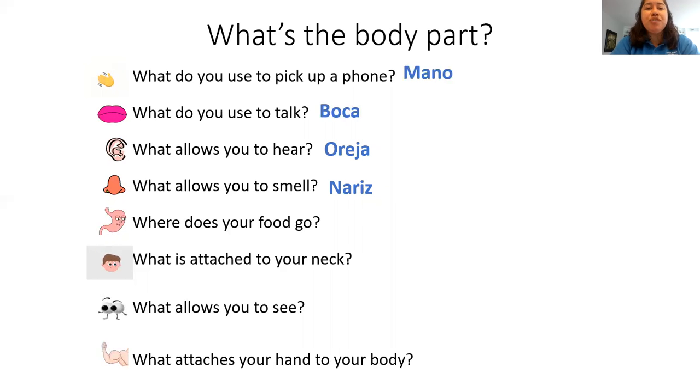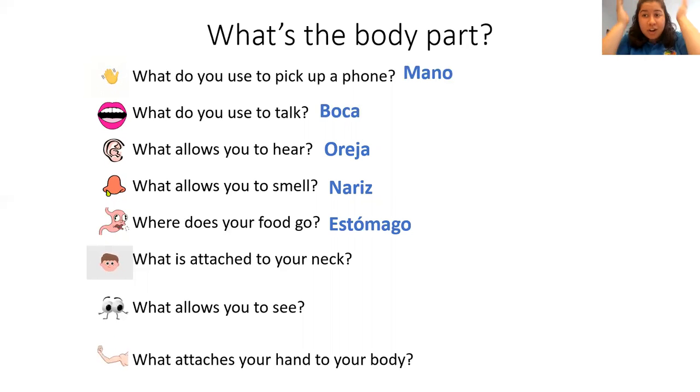All right, so where does your food go? After you put the food in your boca, your mouth or your lips, and you chew it, you swallow it, and it goes to your stomach, also known in Spanish as your estómago. Estómago. After that, we're talking about our head. I asked, what is attached to your neck? It's your head, your noggin, all of this right here that hosts your important brain and your eyes and your ears and your mouth and your nose. Your head is called your cabeza.